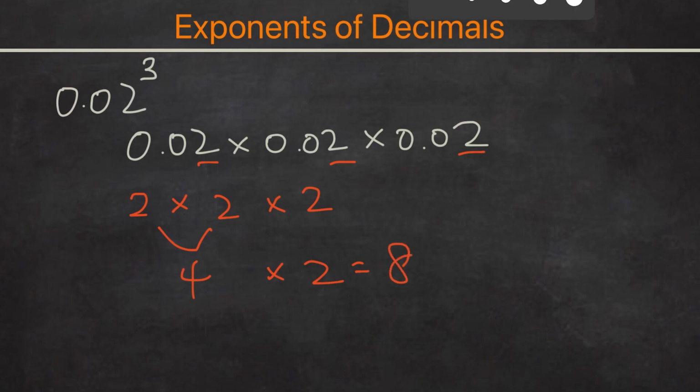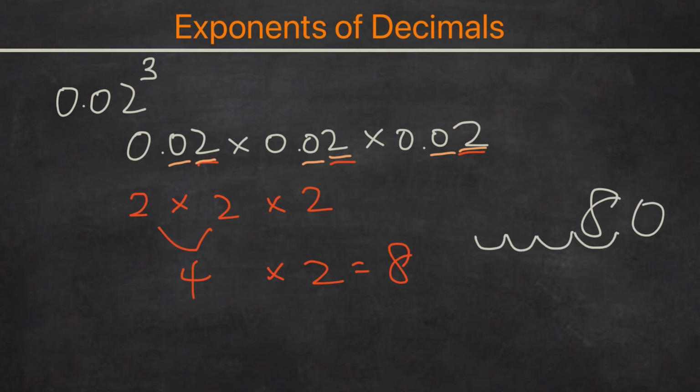Now we're going to look at how many decimal points we need to place back. So that's 1, 2, 1, 2, 1, 2. So the total is 6 decimal points that we need to place back. And here we have ended at 8. So this is 8.0, and we're going to move 6 spaces to the left. So that's 1, 2, 3, 4, 5, 6.